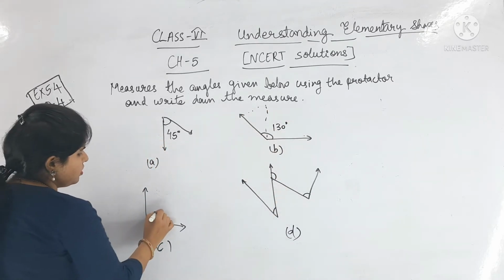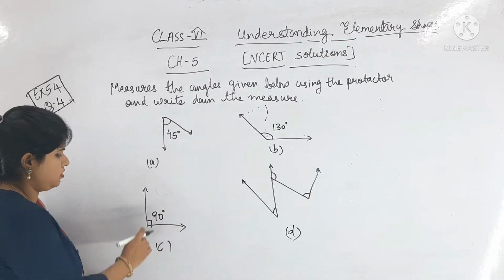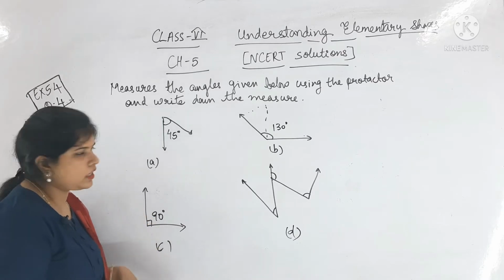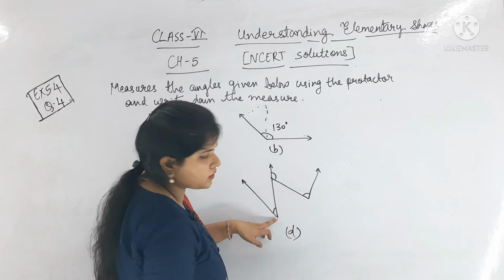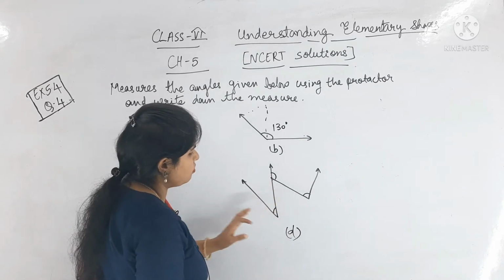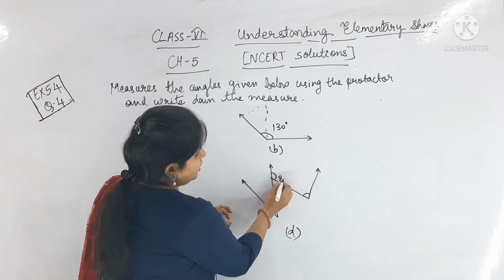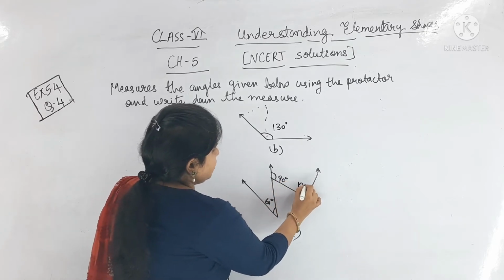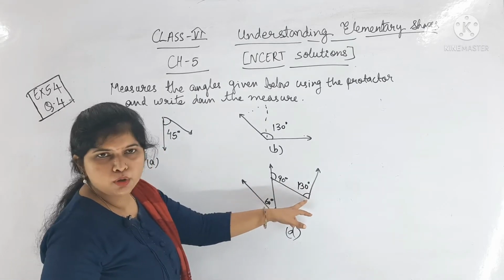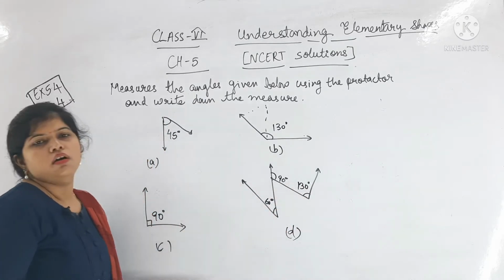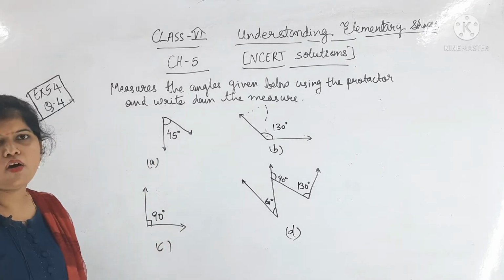This is 90 degree. By mere observation you can see that it is 90 degree. Here you have to place the protractor at the point and you have to see. So this is 60 degree, this is 90 degree and this is 130 degree. So this is an acute angle, a right angle and an obtuse angle. So you have to use the protractor. I have written by observation.